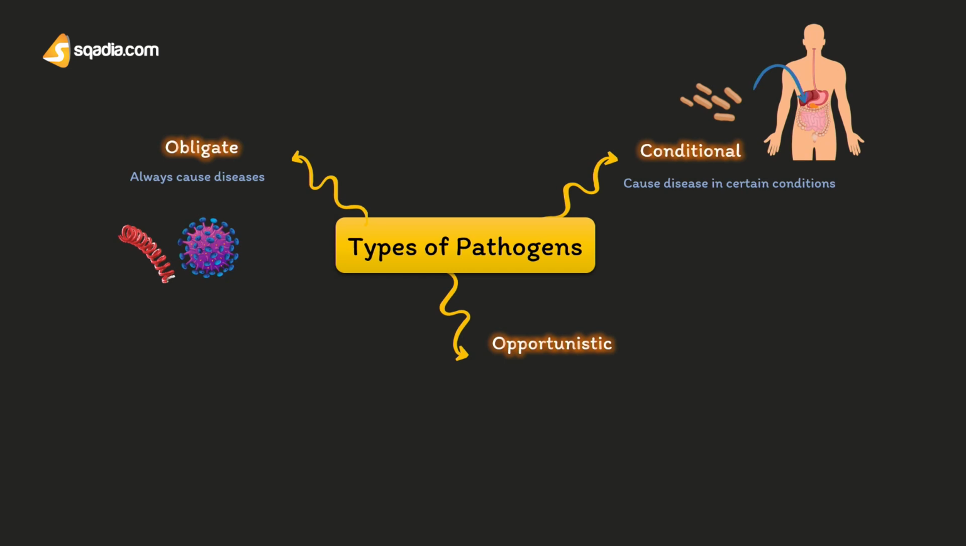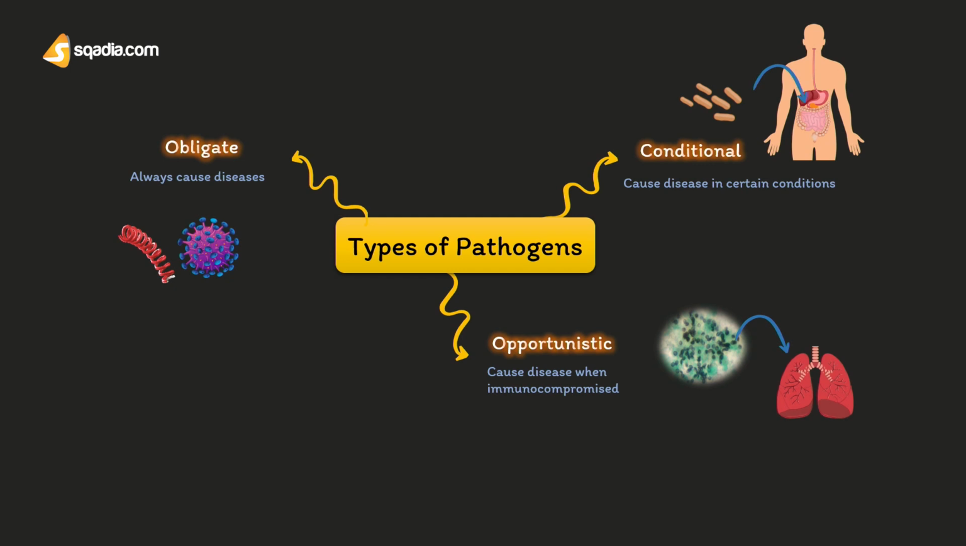Again, you can remember it from the word opportunity, as they usually cause infection when they find an opportunity. Meaning when host defenses are compromised. For example, Pneumocystis jirovecii usually causes lung infection only in a host who has severely compromised T cell immunity.